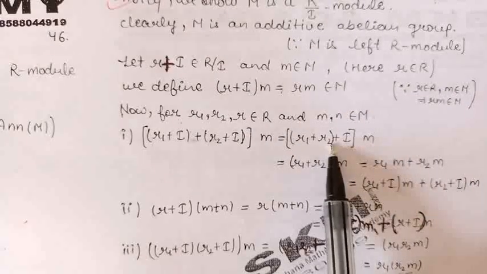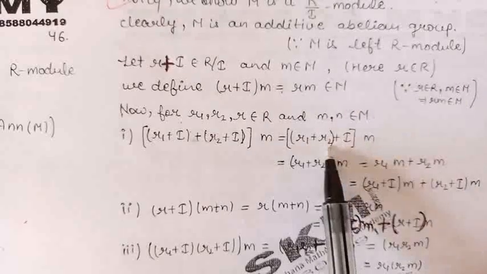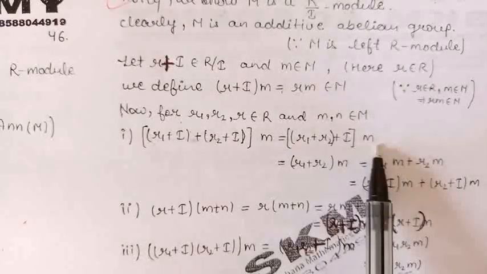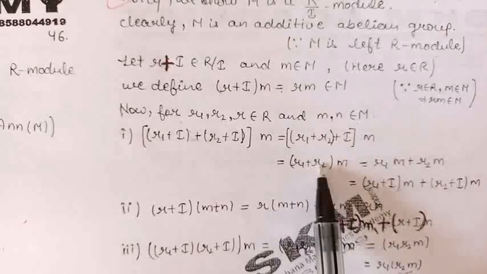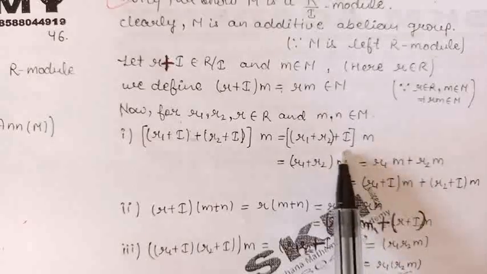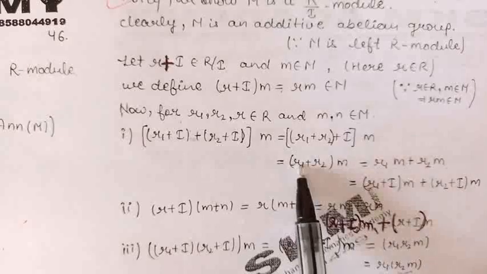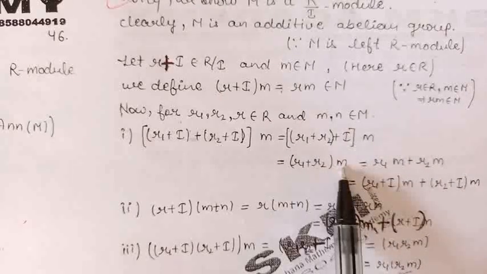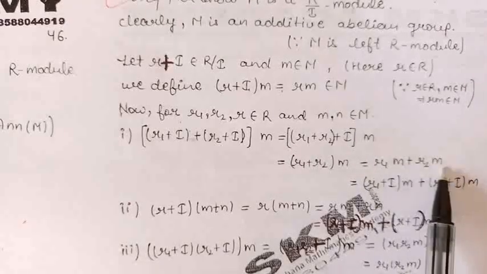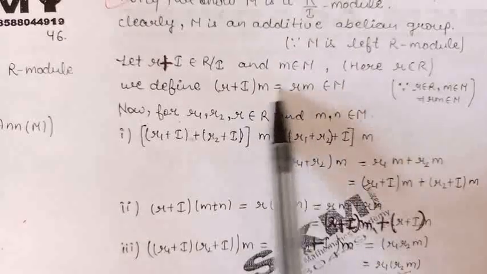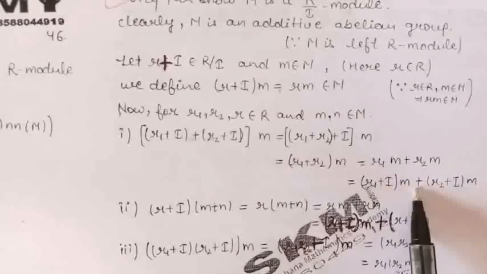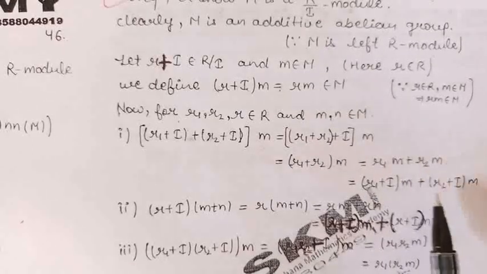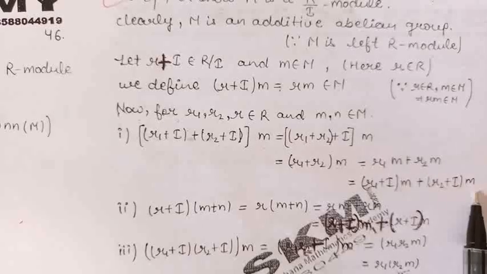Now by definition of scalar multiplication, ((r1 plus r2) plus I) into m can be written as (r1 plus r2) into m. Now r1, r2 are elements of ring R, m is an element of the left R module, and because M is a left R module, (r1 plus r2) into m becomes r1 into m plus r2 into m. Now again, from this definition, r1m can be written as (r1 plus I) into m, and r2m can be written as (r2 plus I) into m.